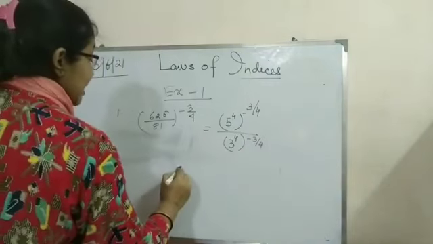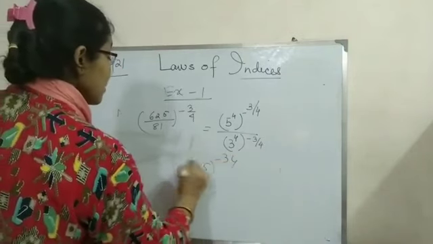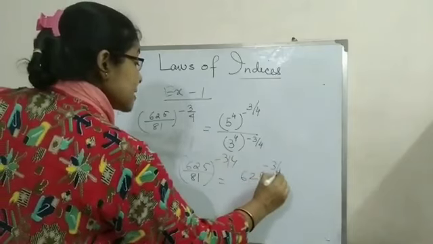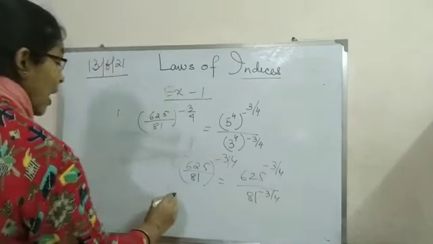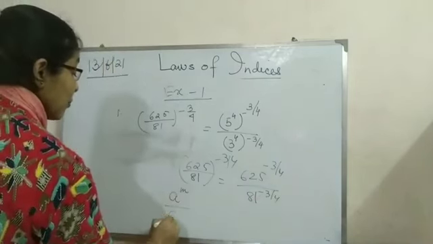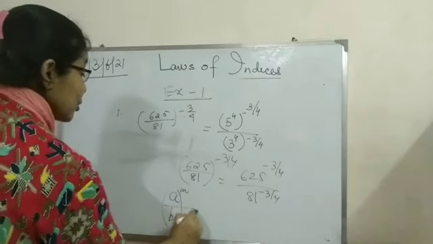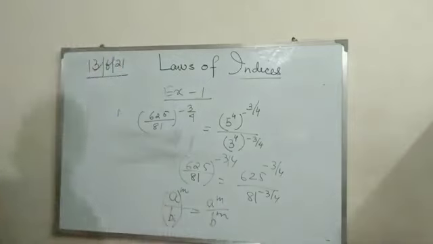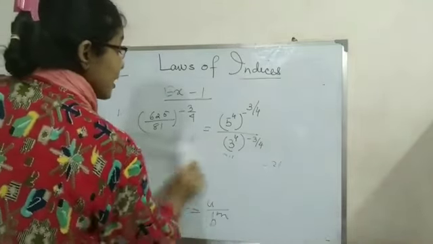First, I can write it in this way: 625 by 81 whole to the power minus 3 by 4 equal to 625 whole to the power minus 3 by 4 and 81 whole to the power minus 3 by 4. Because I know a by b whole to the power m is equal to a to the power m by b to the power m. I am getting it from the formula. Then I can write it in this way.